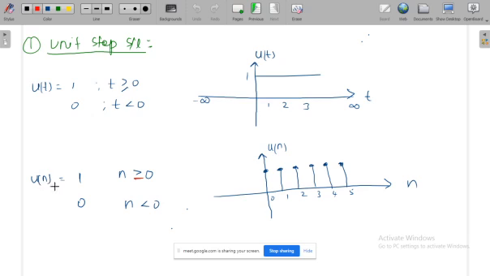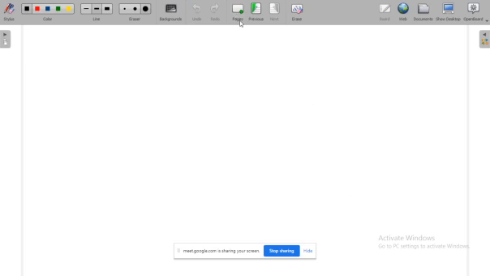And in a discrete domain, u of n is equal to 1 when n is greater than or equal to 0. Here that equality sign is very, very important. When n is greater than or equal to 0, it means at 0 you are having sample value of 1. And similarly, you are having samples at 1, at n is equal to 2, 3, 4, 5, like that, and it goes up to infinite. But when n is less than 0, that means when n is negative, then your value is 0. And then similarly, what is the ramp signal?